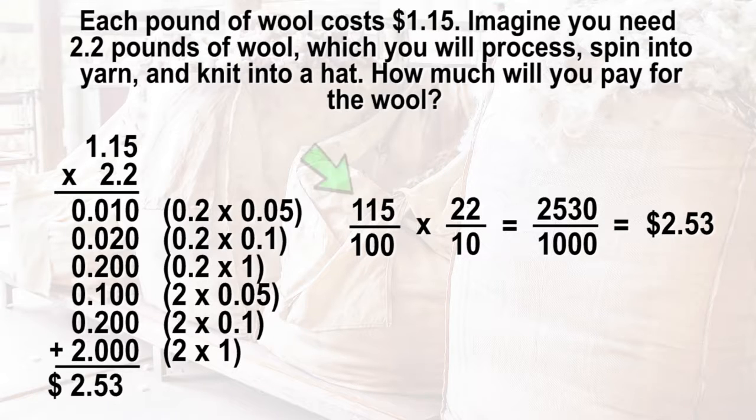Multiplication of decimals can be done without paying attention to the decimal and thinking of the numbers as whole numbers. Turn 1 15/100 into 115 over 100 and 2 2/10 into 22 over 10. The product of the factors is 2,530 over 1,000, or $2.53.